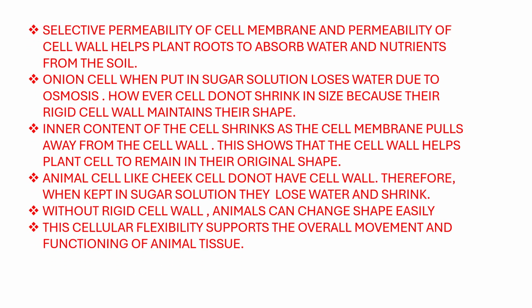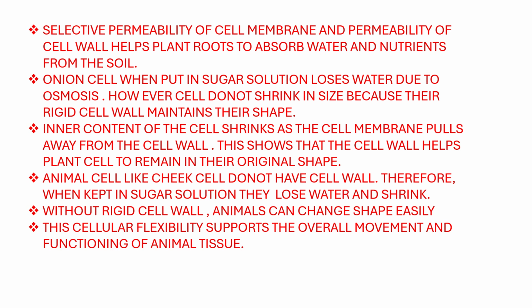Now, the selectively permeable membrane of the cell and the permeability of the cell wall help plant roots to absorb water and nutrients from the soil. Here, one thing you have to notice is that both cell membrane as well as cell wall in the plant cell are permeable, meaning they allow substances to pass through them. That's how the plant takes water from the soil and also minerals from the soil.